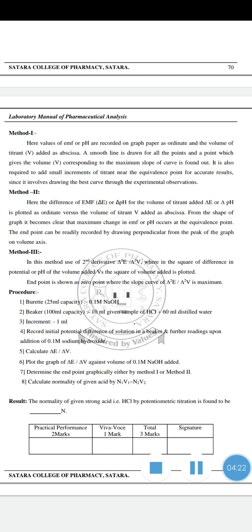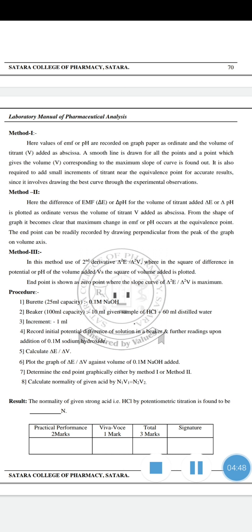The third method uses second derivatives, delta squared E divided by delta V squared, where the square of the difference in the potential or pH of a volume added is plotted versus the volume added. Then the endpoint is shown as the zero point, where the slope of the curve of delta squared E divided by delta V squared is maximum. Then the procedure of this experiment: a burette of 25 ml capacity is used.